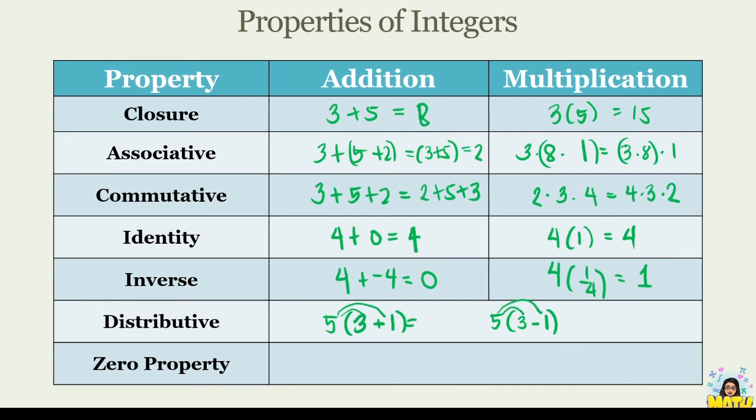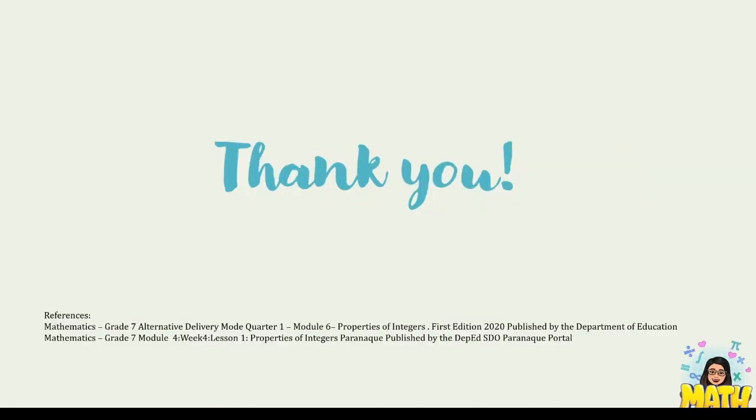And the last one is zero property, which is only applicable for multiplication because any number multiplied to 0 is always 0. I hope this helps you to understand more the properties of integers.